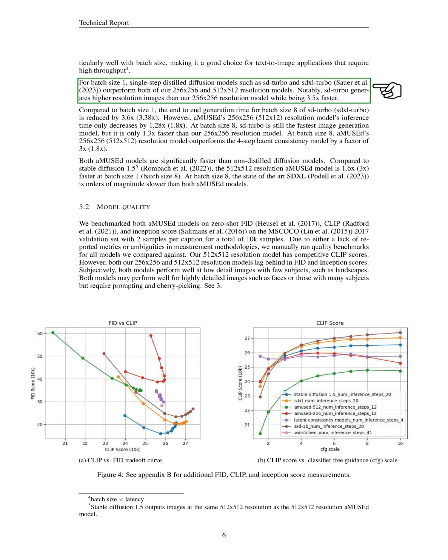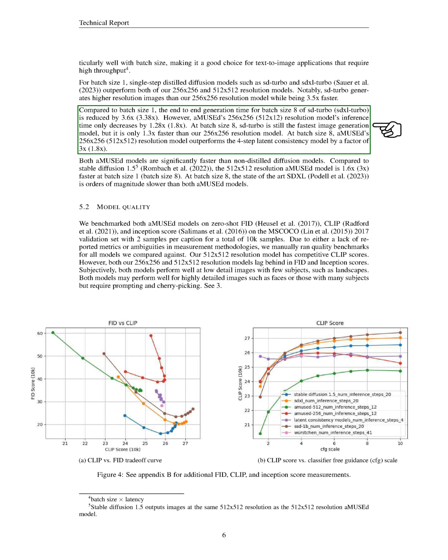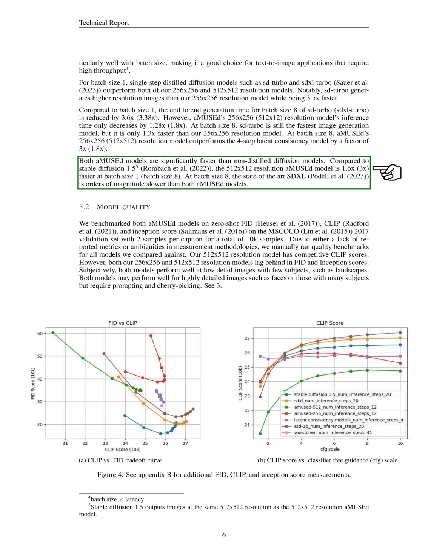For a batch size of 1, single-step distilled diffusion models like SD Turbo and SDXL Turbo perform better than both our 256 by 256 and 512 by 512 resolution models. However, as the batch size increases to 8, the generation time for SD Turbo and SDXL Turbo decreases significantly, while the inference time for our models decreases only slightly. Despite this, our models are significantly faster than non-distilled diffusion models and outperform the 4-step latent consistency model.